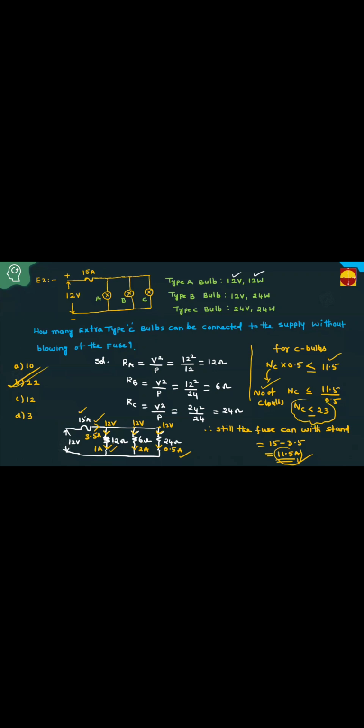Yes, friends, this is the extra number of C bulbs, not A bulbs; A bulbs are different. If you want A bulbs, NA times each bulb's current, which is 1, is less than or equal to 11.5. If you want B bulbs, NB times each bulb's current, which is 2, and so on; like that you calculate. But here it is asking only for extra C bulbs. If you connect 23 extra C bulbs, then the fuse will not blow, because it can withstand up to 15 amperes. That is the reason. Clear?